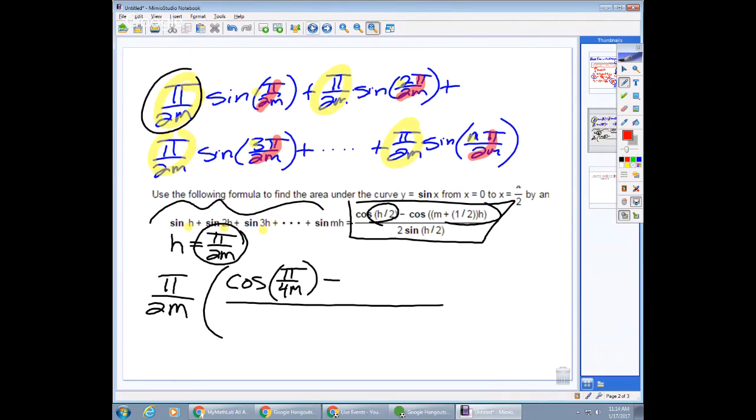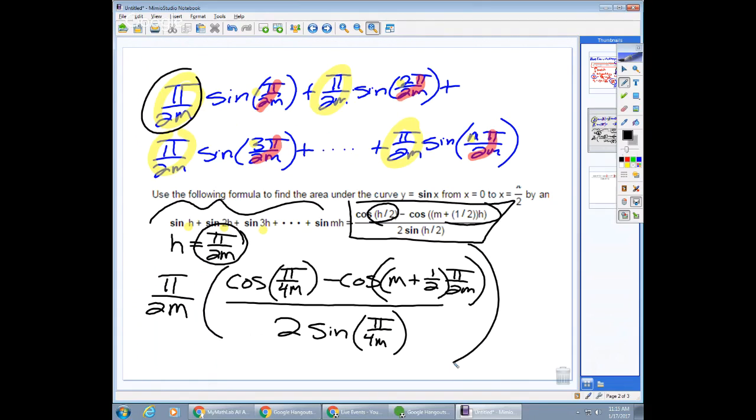Okay. So let's go back here. Fine print is important. So I guess I'm going to have, just write it as I see it, cosine of m plus 1/2 times, oops, extra parentheses, h, which is pi over 2m, all divided by twice the sine of pi over 4m. And so given any particular value of m, like maybe 4 partitions or 10 partitions, we just plug in 10 or 4 into this for m, and out pops the value of that area, at least an approximation of it. Could we clean this up a little bit? Yeah, a little bit, but not too much. About the best we could do is distribute that guy right there.